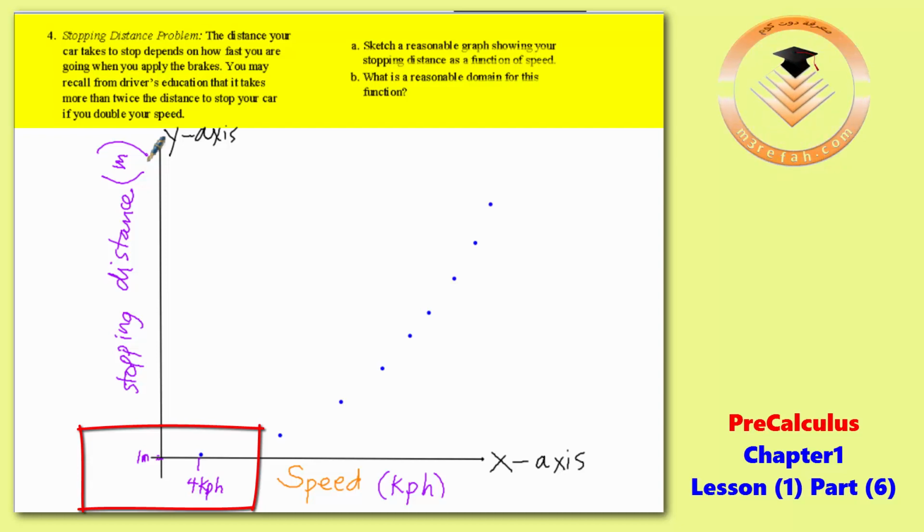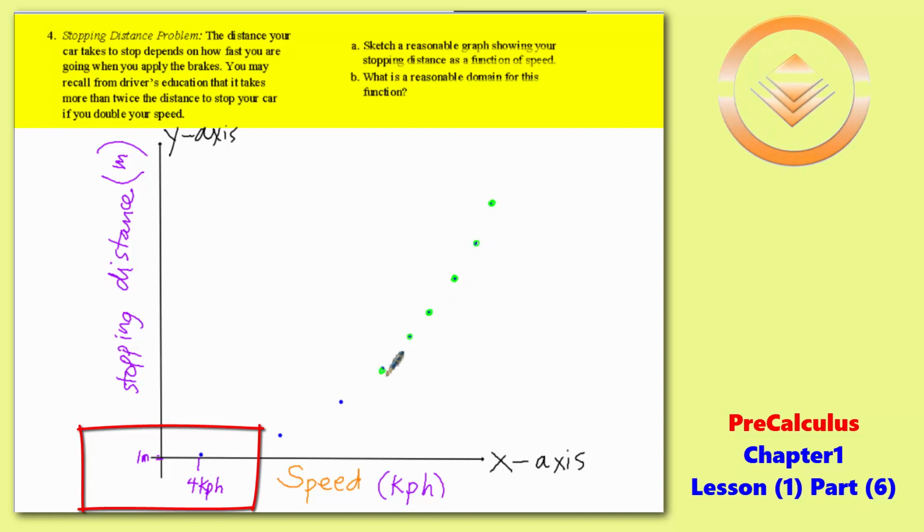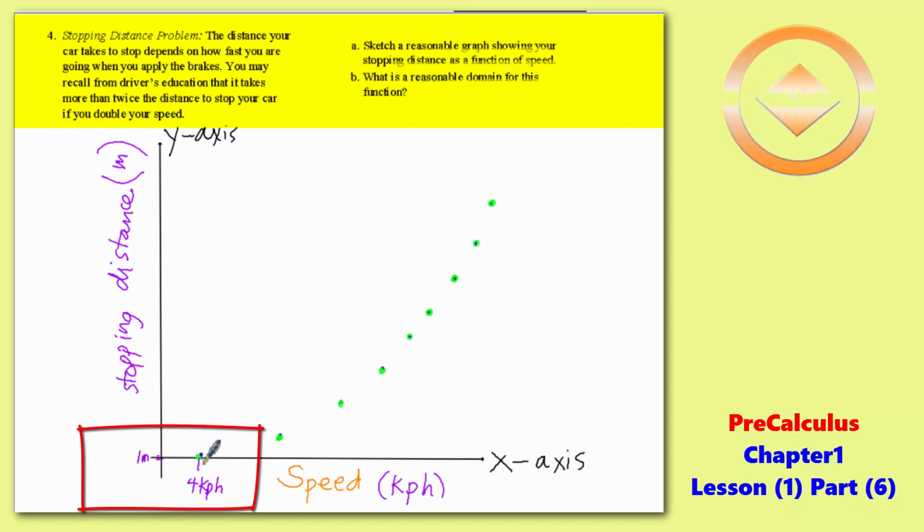Now as you can see, think about it. If you have a car, if you increase the speed, your stopping distance would also increase. That's why you can see the points here. They are plotted, they are already here. But these points are just assumptions, just assertions, about the relationship of the speed and stopping distance.